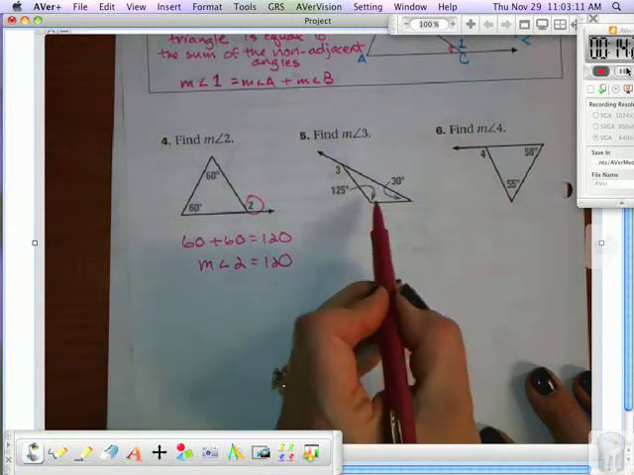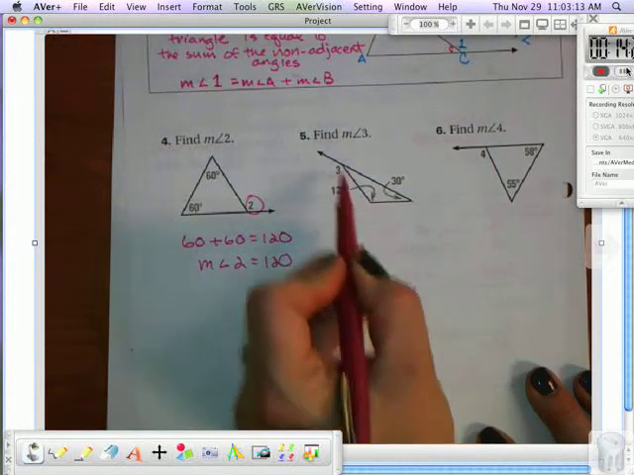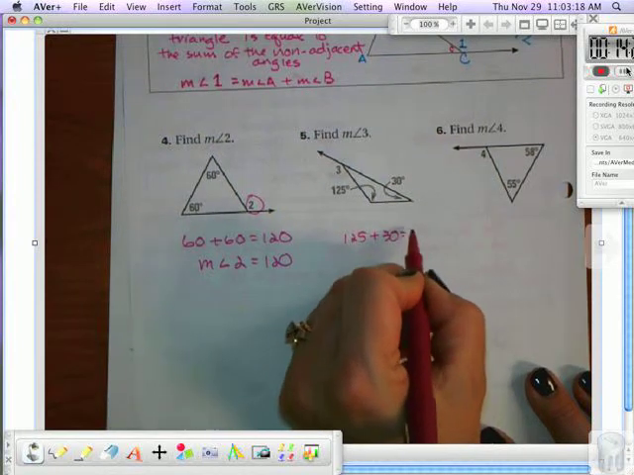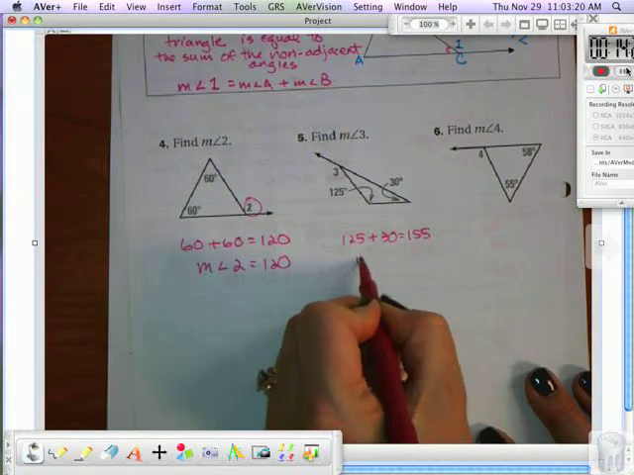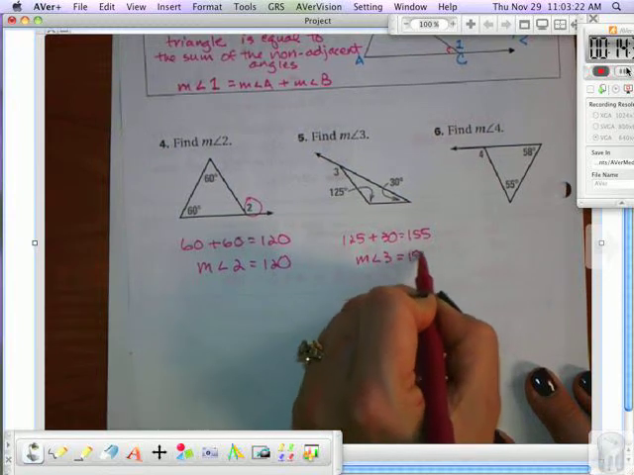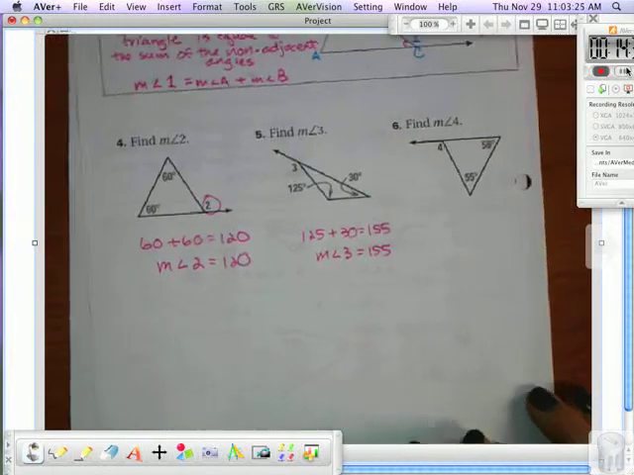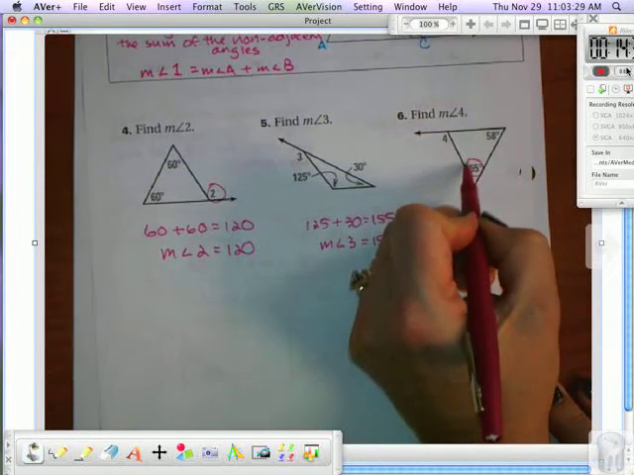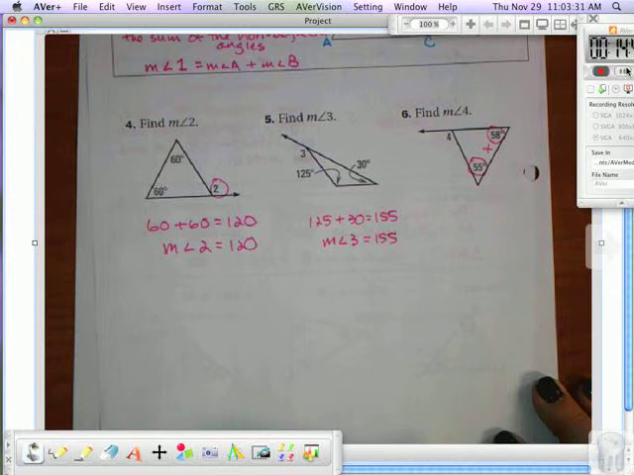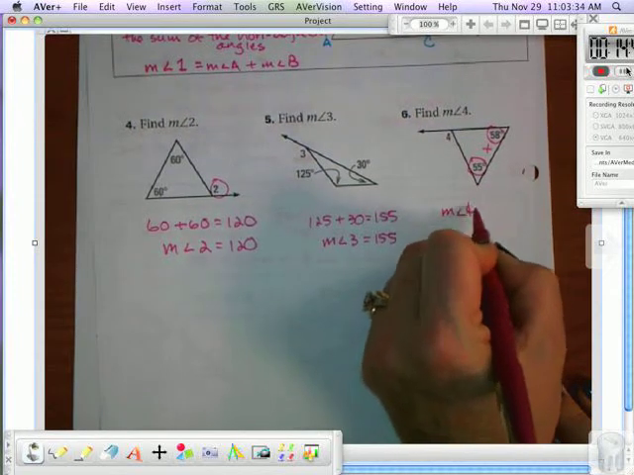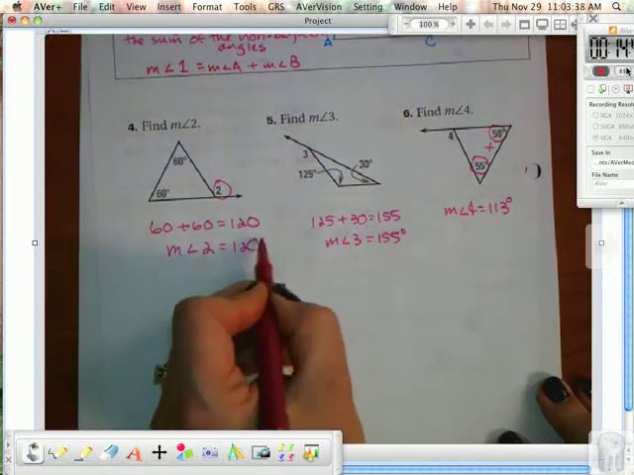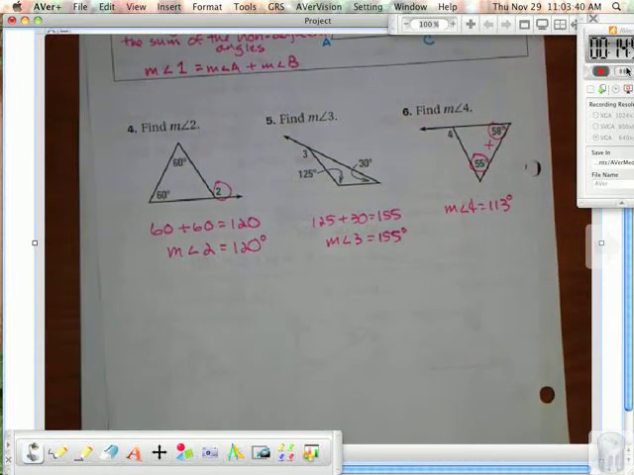In here, these are the two non-adjacent angles to angle 3. So 125 plus 30 equals 155. The measure of angle 3 is 155. And here, if you add this plus this, the measure of angle 4 is equal to 113. We should put degrees in there to be accurate. How is that for timing? Woohoo!